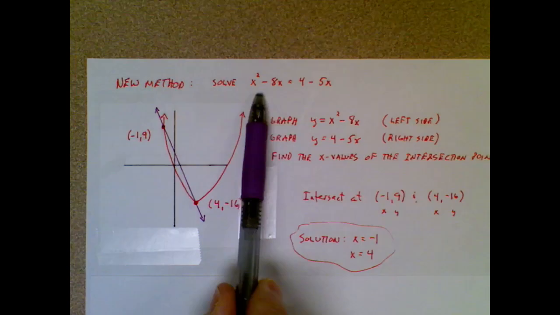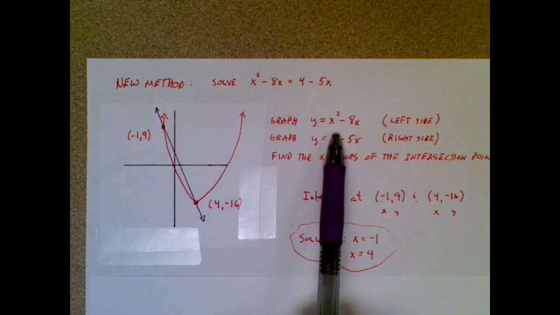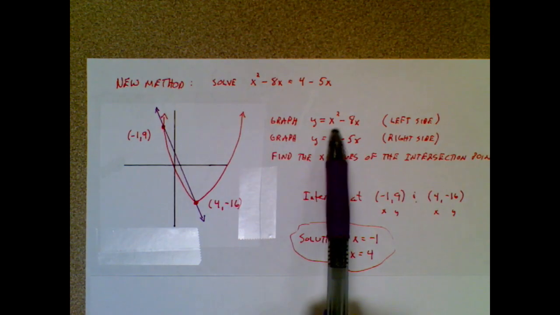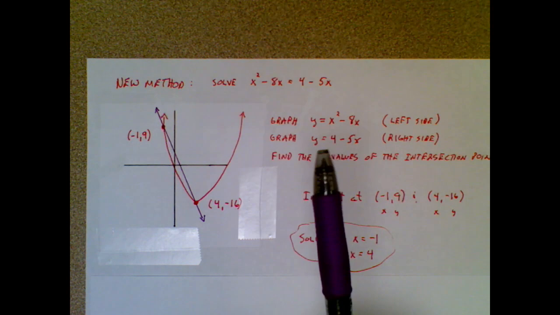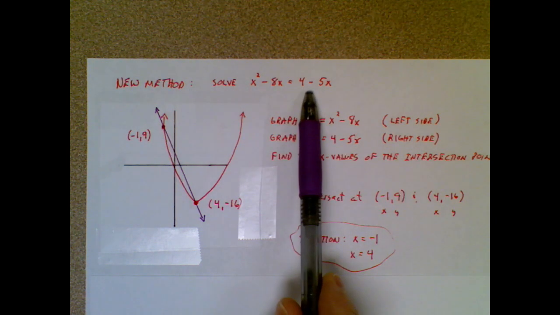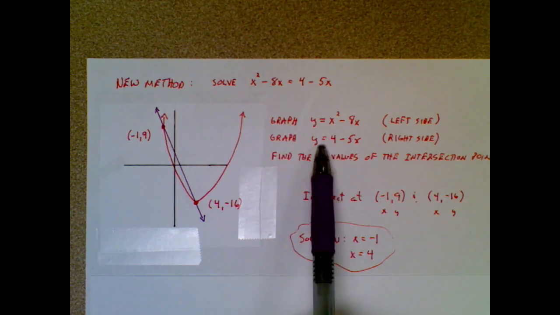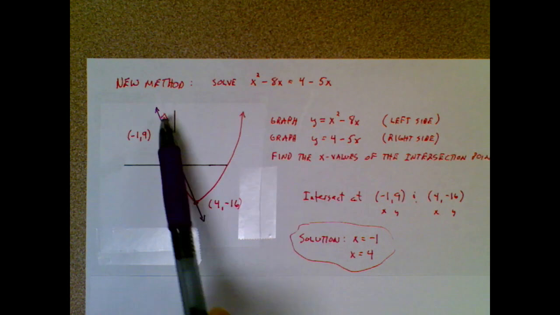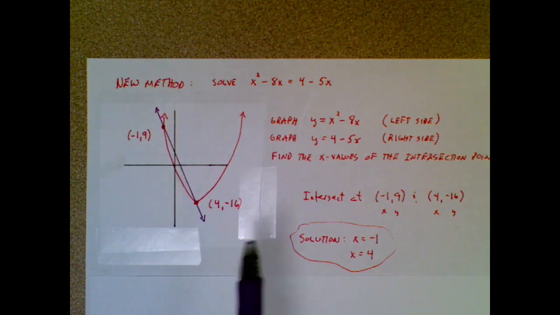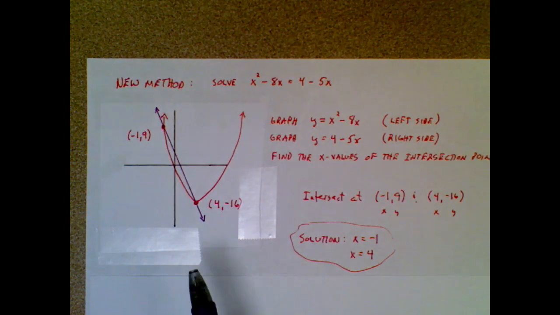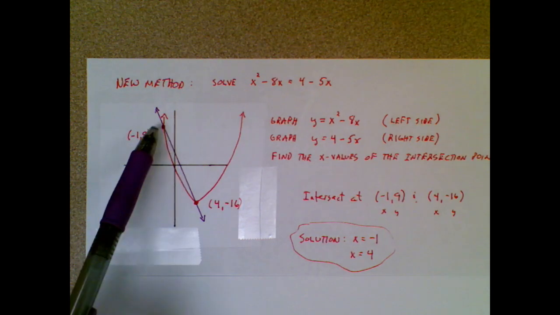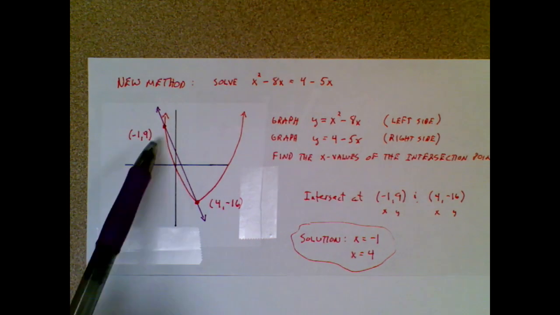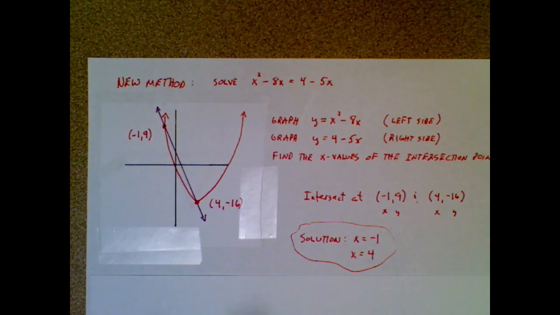I see I have a left side, x squared minus 8x. I make that its own equation and I graph it. But on the same graph, I take the right-hand side, I just turn that into y equals 4 minus 5x, and I graph it. So these are those two equations, and if you take the time to do this on Desmos, you'll see this. And those two equations intersect in two different spots.